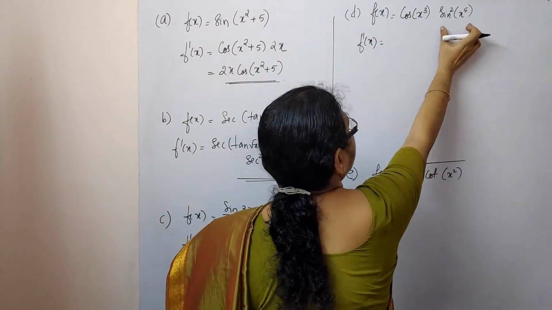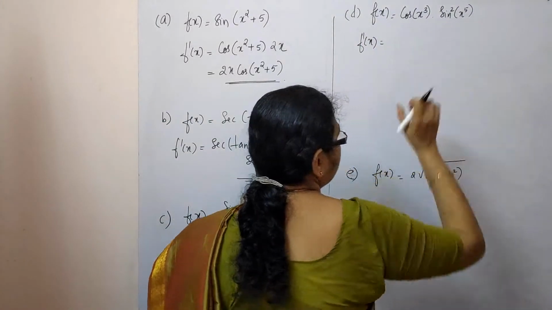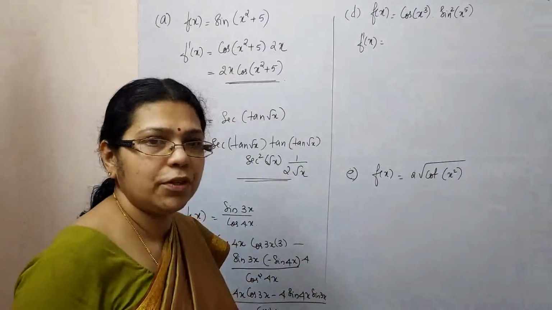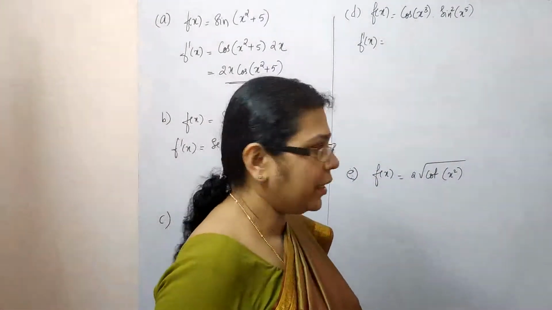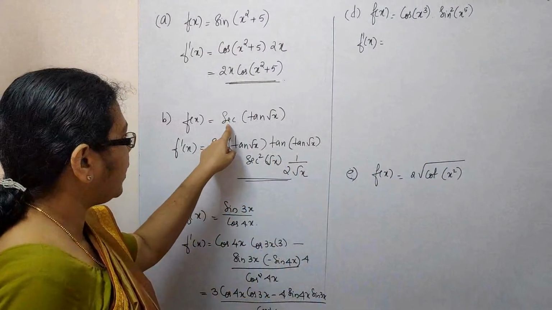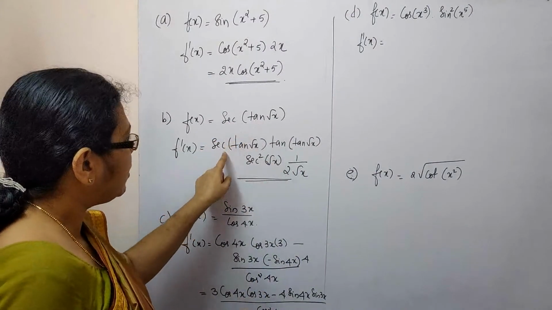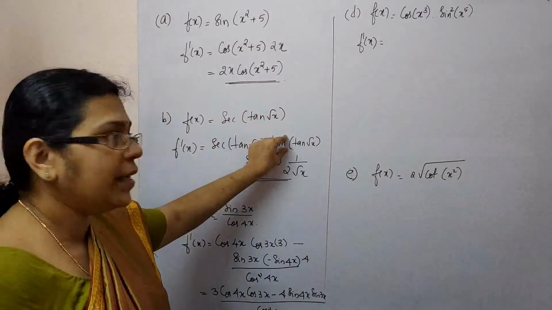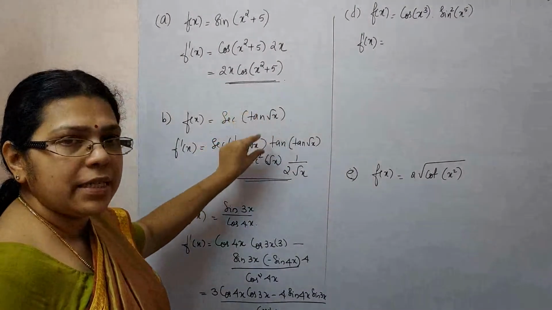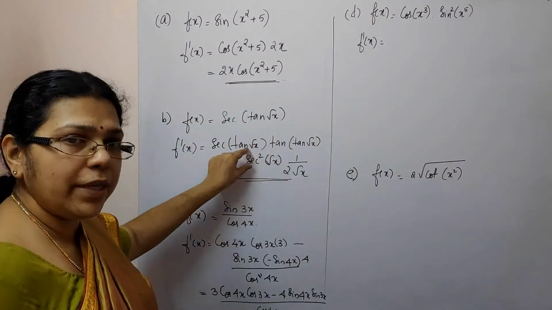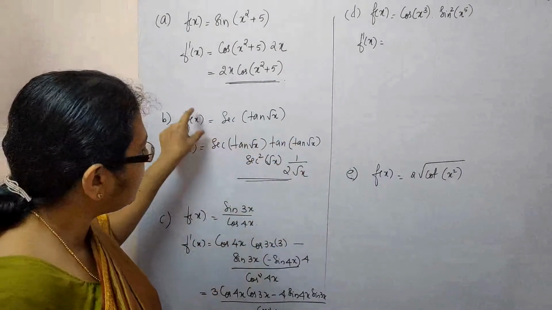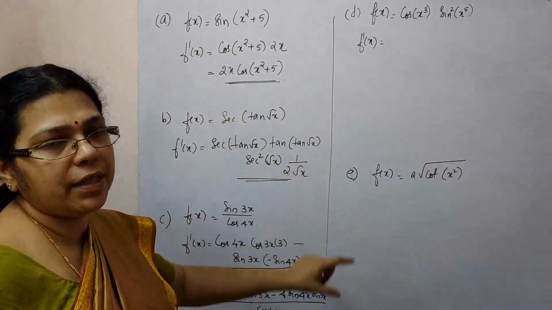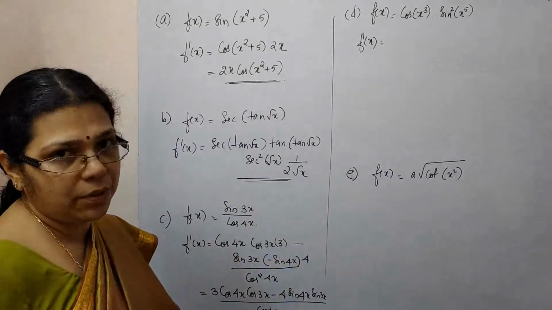Here I need to apply the product rule, but each part of this function is a composition function, so there is a chain rule there. Here we have a chain rule from sine: sec of tan root x. First, the derivative of sec x is sec x tan x. Again, that of tan root x is sec squared root x. That of root x is 1 by 2 root x. There is a chain of derivatives happening. We call this the chain rule.